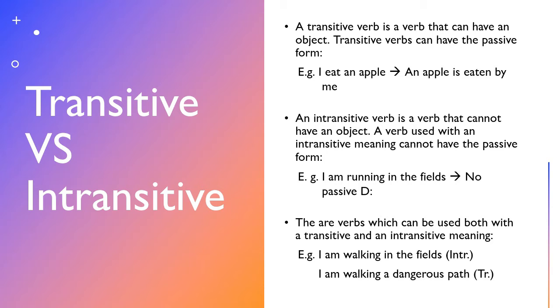For example, if I say I am running in the fields, it is impossible to do the passive, because there is no object which can be turned into the subject of the passive sentence. There are verbs, however, which can have both a transitive and an intransitive meaning. For example, if I say I'm walking in the fields, this is used in an intransitive meaning because walk doesn't have an object. But if I say I am walking a dangerous path, in this case the sentence would be transitive because a dangerous path is the object of to walk.